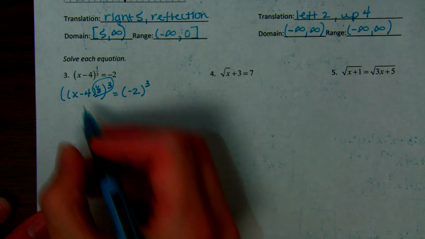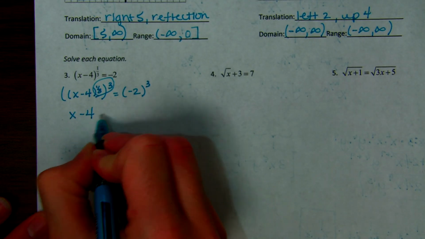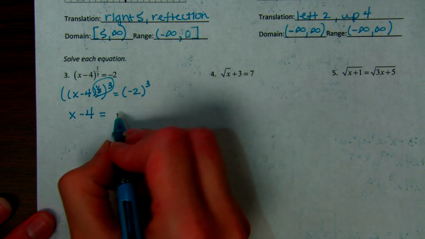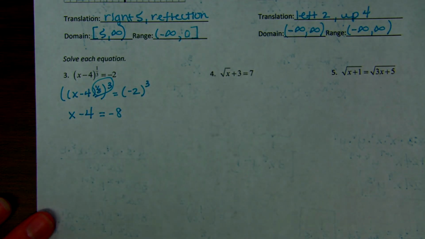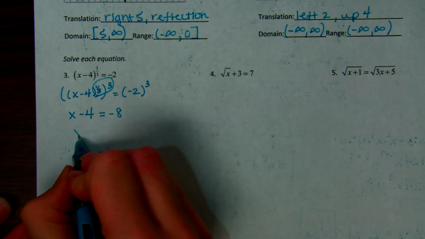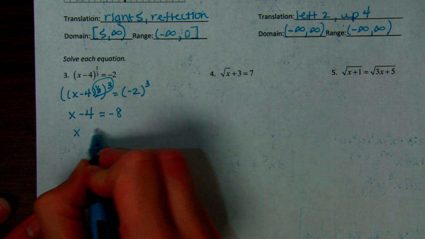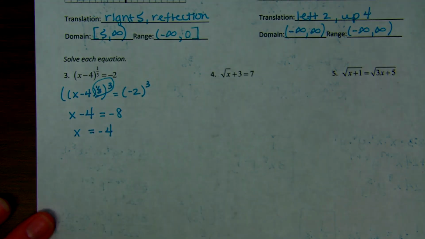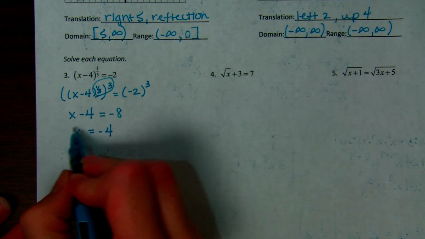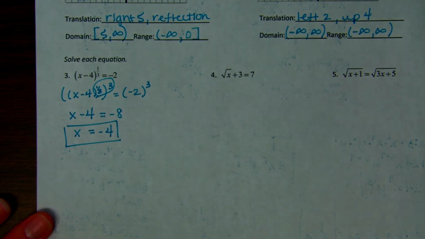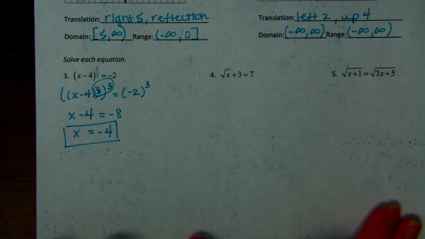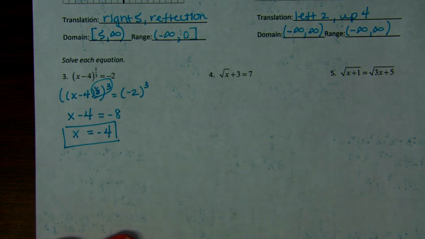And these two exponents cancel out. I get x minus 4 is equal to negative 2 cubed, which is negative 8. So x minus 4 is equal to negative 8. X is equal to negative 4. Remember that cube root functions do not have extraneous solutions. So while we should always check our answers, we do not have to check and make sure we haven't come up with an extraneous solution.